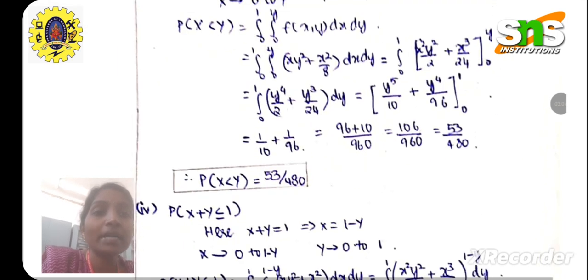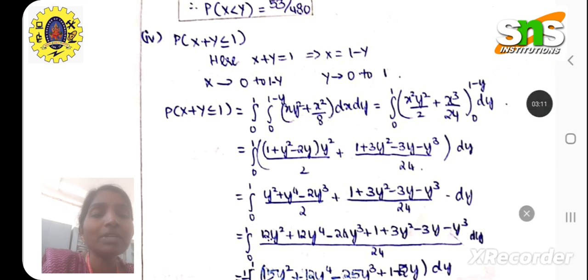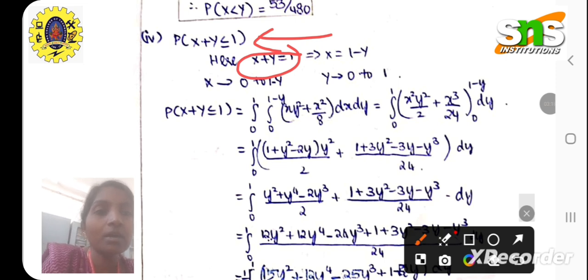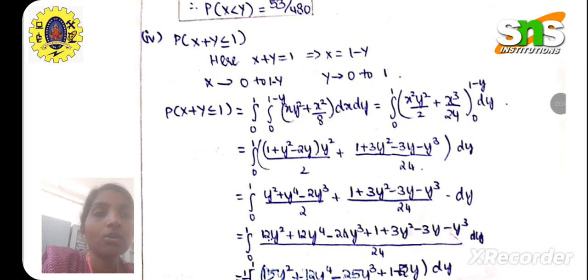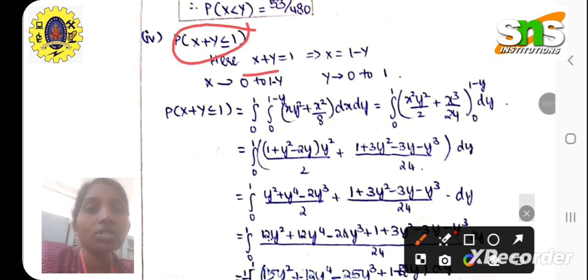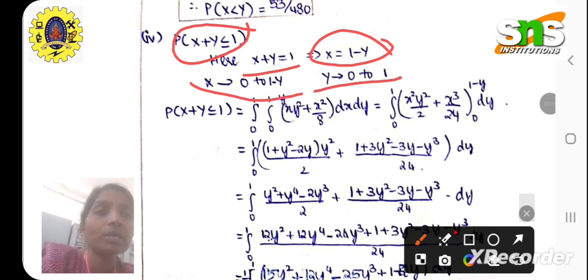So moving on to the final problem, which is the probability of x plus y less than or equal to 1. As we have seen already in the previous classes, we fix this equation as the key point to fix the range of the given integral. So we take the given probability as the equation x plus y equal to 1, and in turn we have the value of x to be 1 minus y. Therefore x's range will become 0 to 1 minus y and y's range will become 0 to 1.